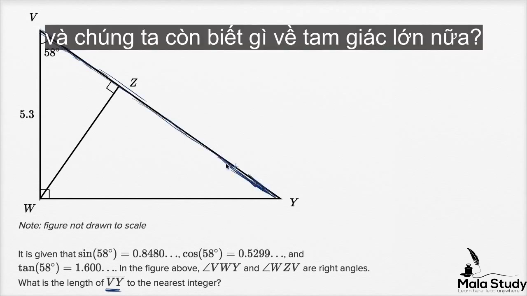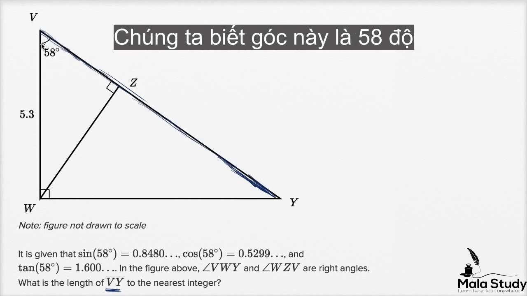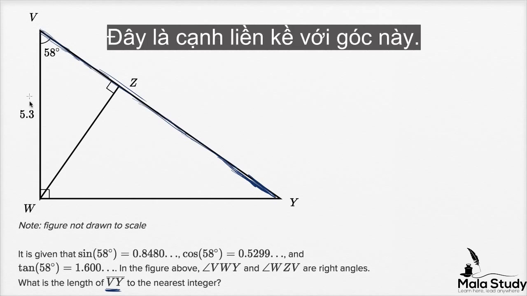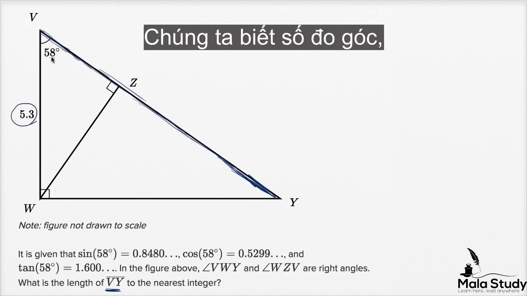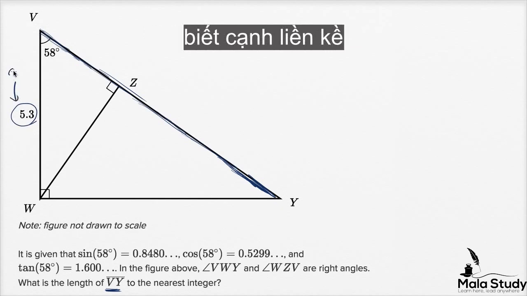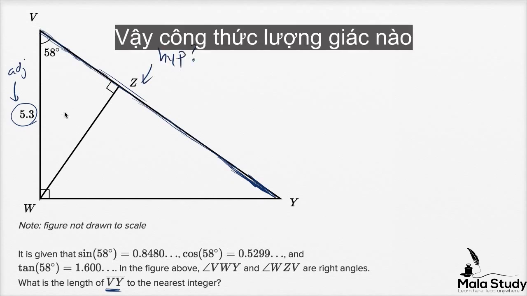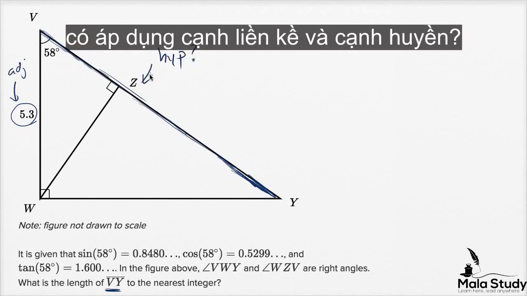And what else do we know about that big triangle? We know the angle, 58 degrees, and we know the length of VW. We could view this as the adjacent side to this angle. So we know the angle, we know the adjacent side, and we're trying to figure out the hypotenuse. So which trig function deals with adjacent and hypotenuse?